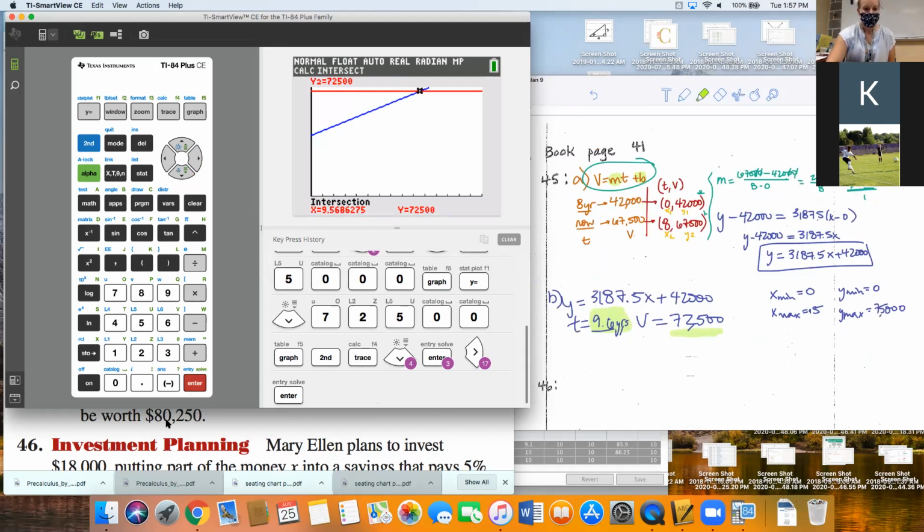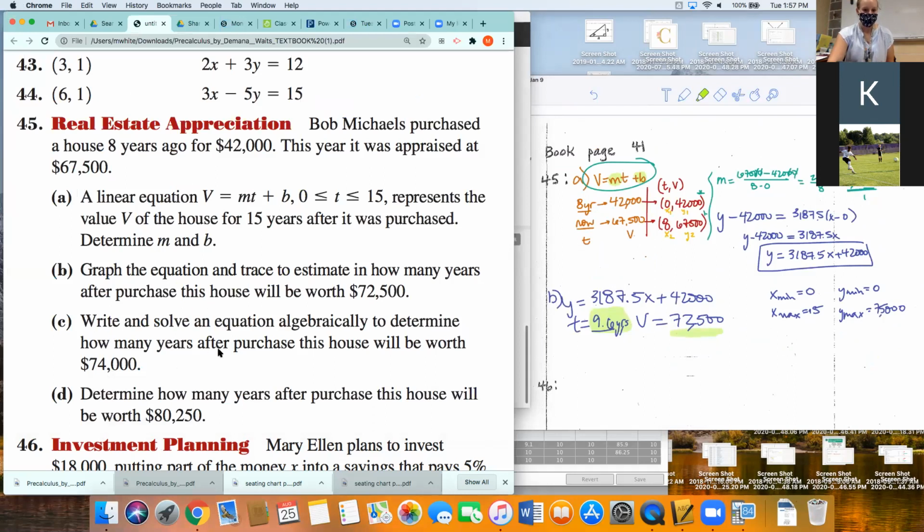Good question, Al. All right, next part, C says write and solve an equation algebraically to determine how many years after purchase this house will be worth $74,000. Do I need to find a new B or new M? Did it say anything about my value changing? Nope, those numbers are still applicable. Where is 74,000 going to go in my equation? Is it going to go for V or is it going to go for T? Is it a time or is it a value? Value. So it's going to go for V.